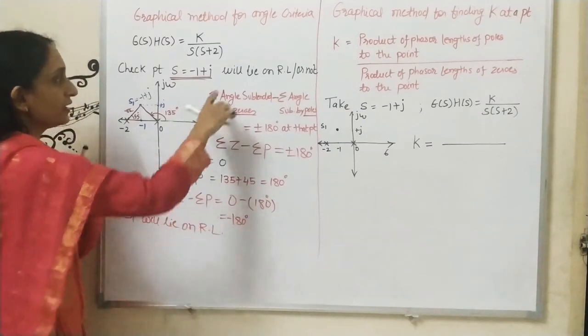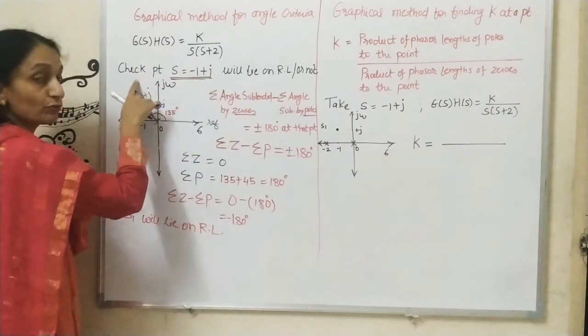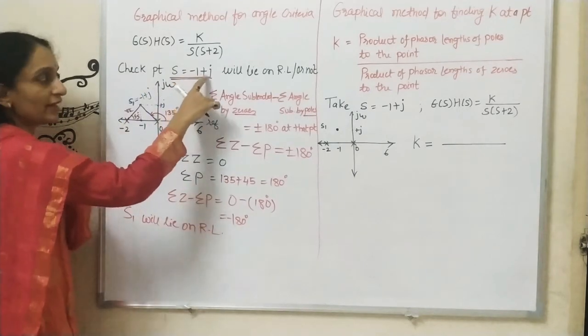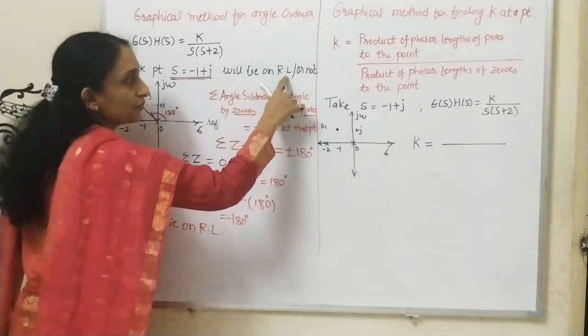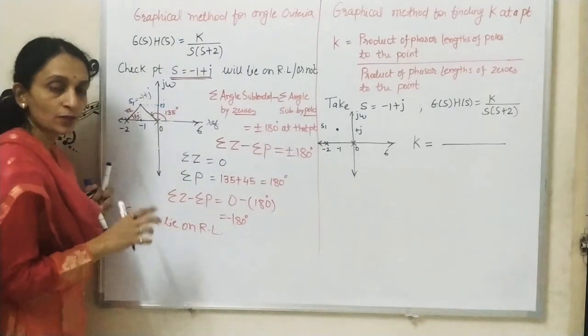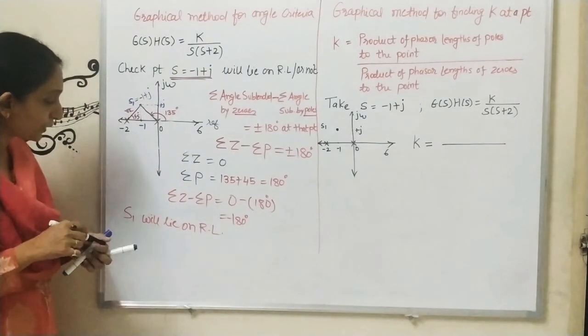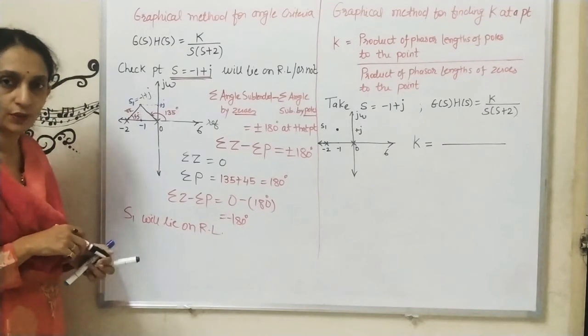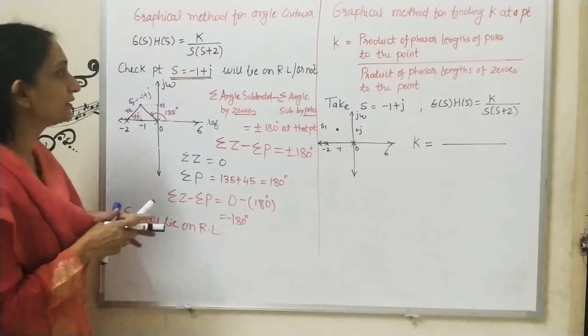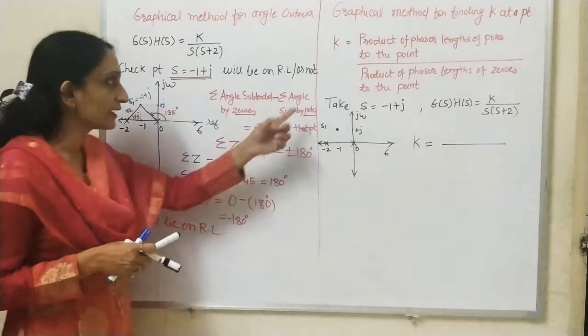See here, I have written that we have to check whether the point S is equal to -1 plus j will lie on the root locus or not. But as we got the angle as -180 degrees, that point S1 will lie on the root locus. So this is the graphical method for calculating the angle criteria.